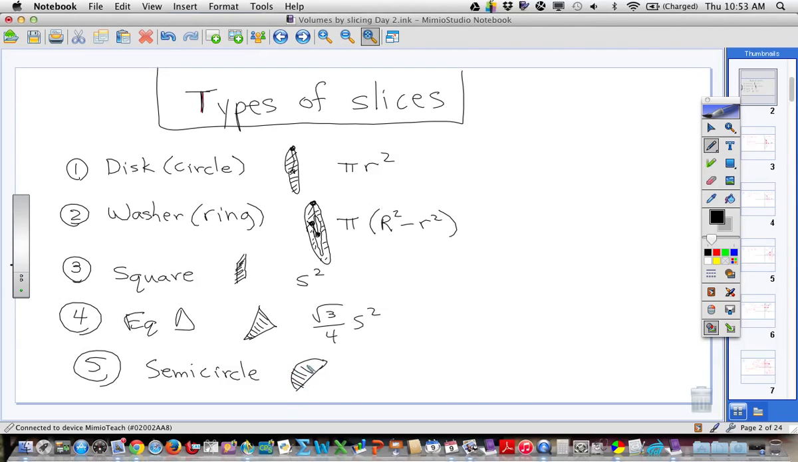The formula for that is 1/2 pi r squared, but we've got to keep in mind that our strip is going to be the diameter of the semicircle. So whatever our strip equation is, when we do our top minus bottom or right minus left, we're going to take half of that. That's our radius. Then we're going to plug it into that. Okay? So those are the 5 that you'll be responsible to know for our slices.